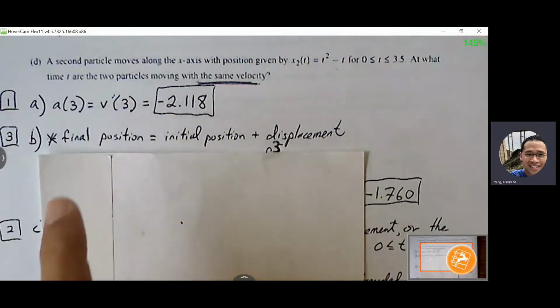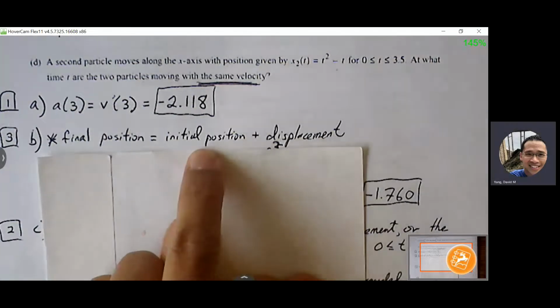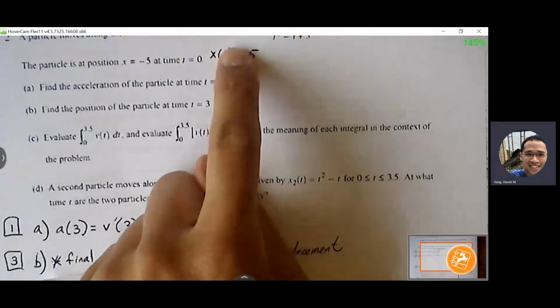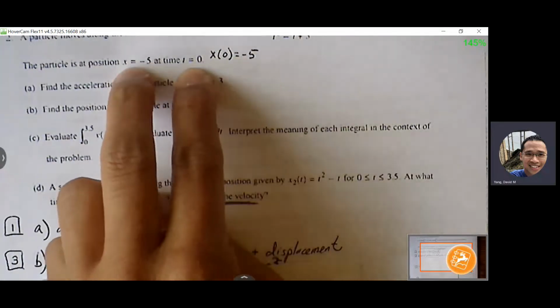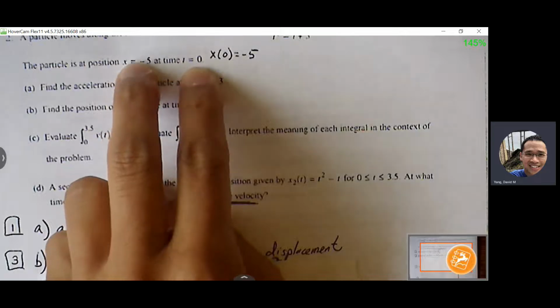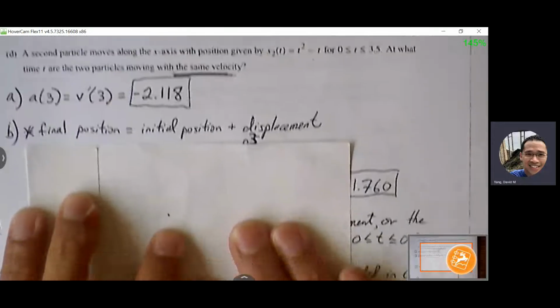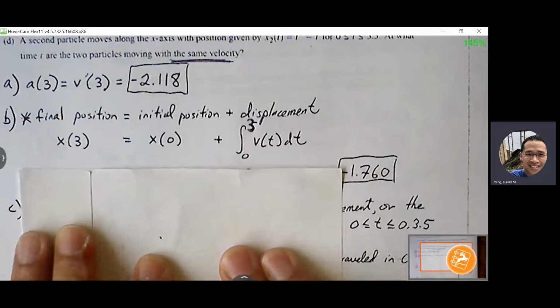I want to find x of 3. So I want to start at x of 0. It's not that we're always starting at 0. It's just because we're starting at 0 because that's what's given to us. So if they give us a different starting point, then we use that starting point. And then we just bridge the gap between those two time intervals.